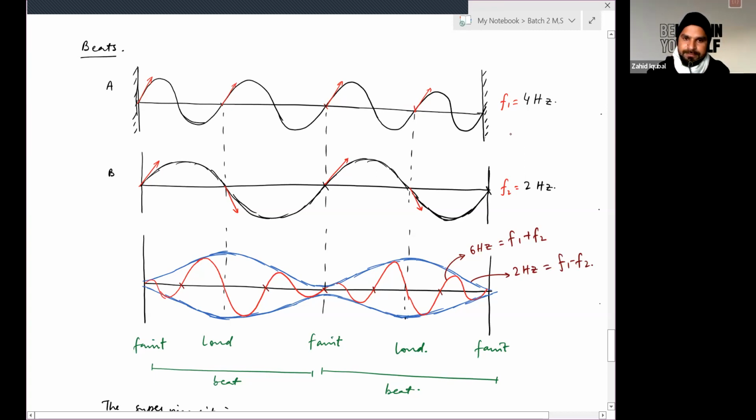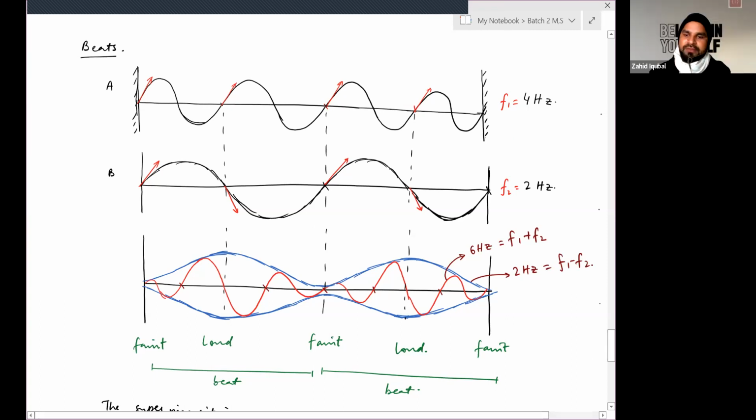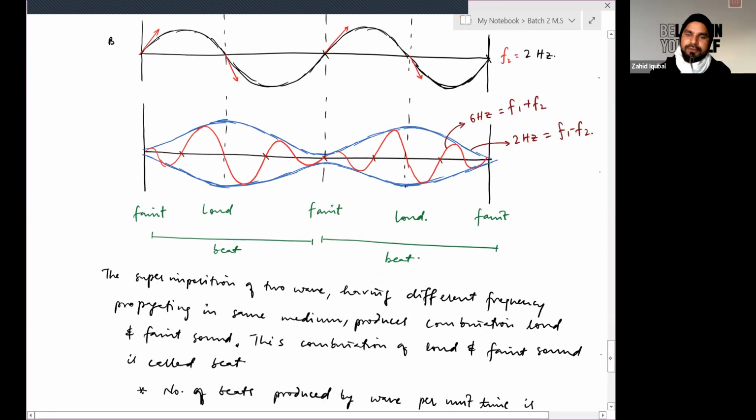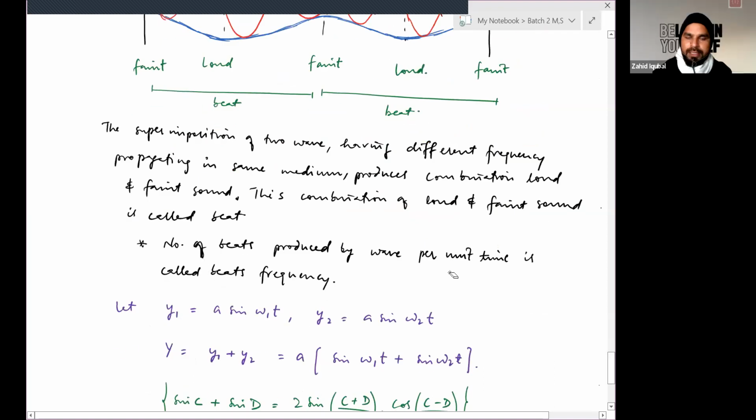Is it clear? Yes, sir. So which one will be termed as beat frequency, F1 plus F2 or F1 minus F2? Just count the number of beats produced in this part. One beat and two beats. So what will be the frequency of beats from this point to this point? Beat frequency is the number of beats produced by the wave per unit time. So how many beats are produced from this point to this point?